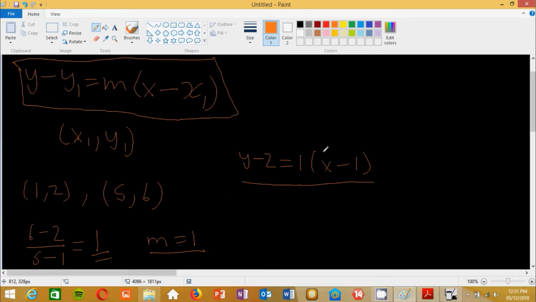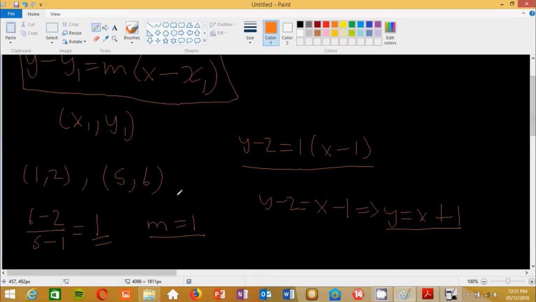You can actually leave it like this and you'd get all your marks, but if you want to simplify this, this becomes y minus 2 is equal to x minus 1, which implies that y is equal to x plus 1, because you can take this to that side and say y is equal to x minus 1 plus 2, which gives you y is equal to x plus 1. So this is the equation of this straight line with these two coordinates.